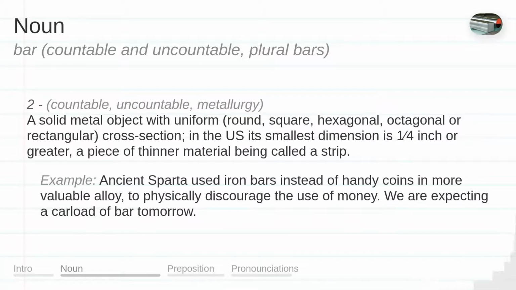A solid metal object with uniform, round, square, hexagonal, octagonal or rectangular cross-section. In the U.S. its smallest dimension is 1/4 inch or greater, a piece of thinner material being called a strip. Example: Ancient Sparta used iron bars instead of handy coins in more valuable alloy, to physically discourage the use of money. We are expecting a carload of bar tomorrow.